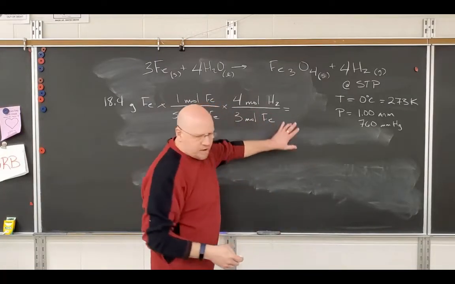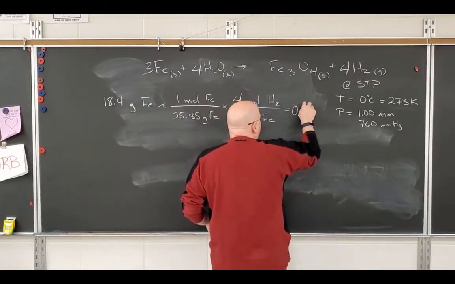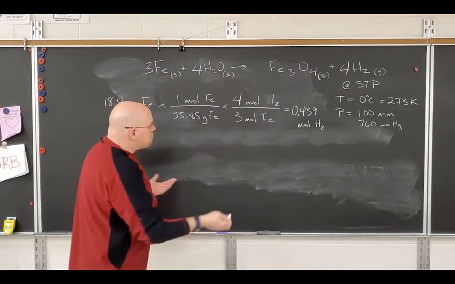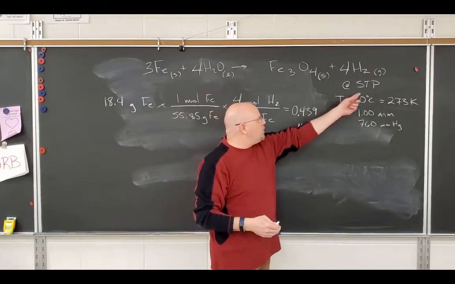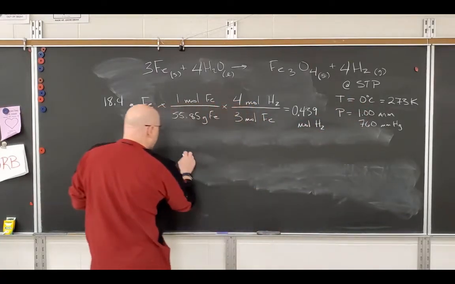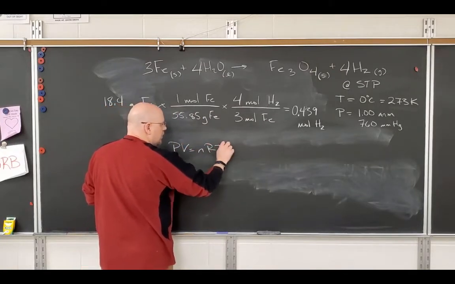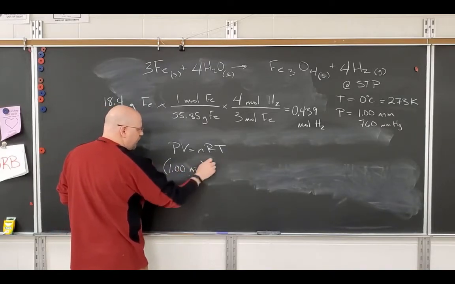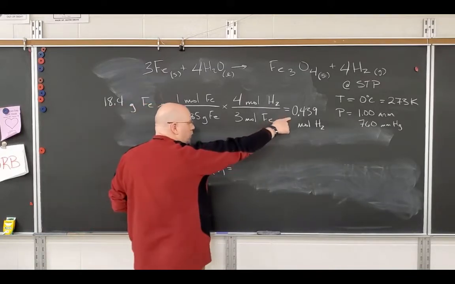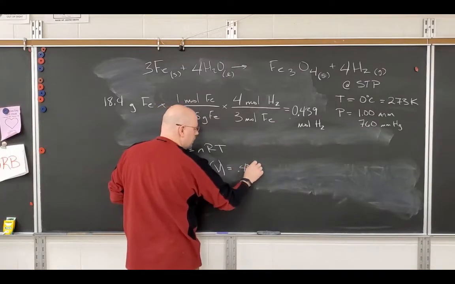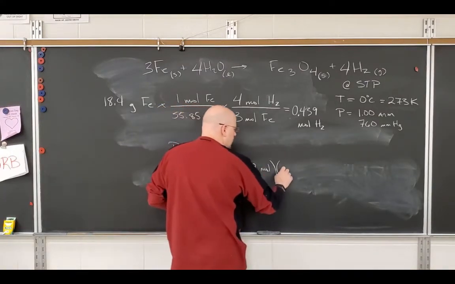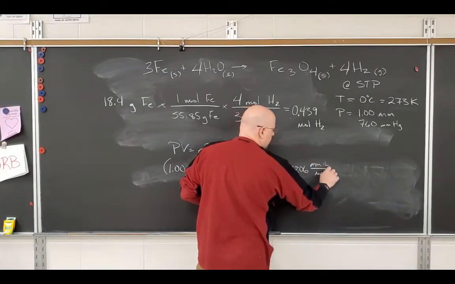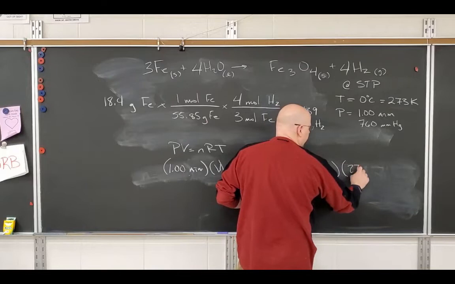So when you solve out this part of the equation, you're going to get 0.439 moles of hydrogen. We want to know the volume. Because it's a gas, we now know the moles, we know the temperature, we know the pressure. We're going to plug into the ideal gas law. Our pressure is 1.00 atmospheres. Our volume is what we are looking for. Our moles is this value here, 0.439. R is 0.08206. And our temperature is going to be 273.